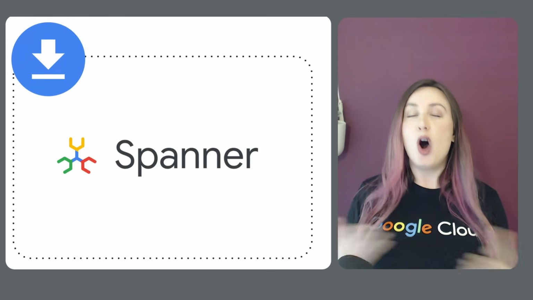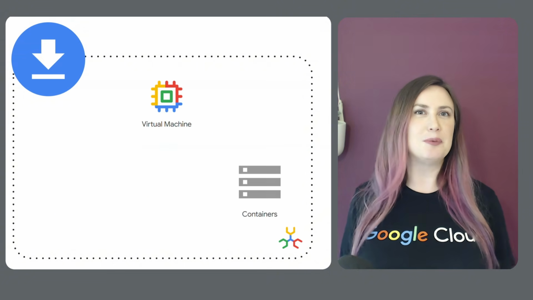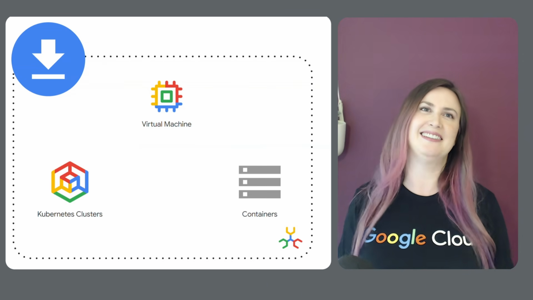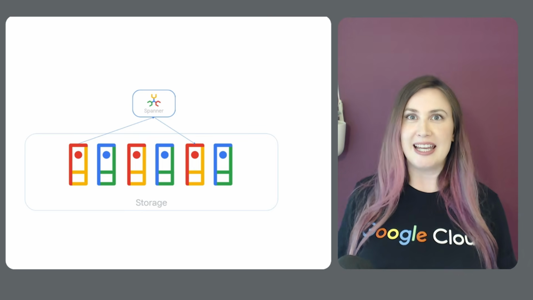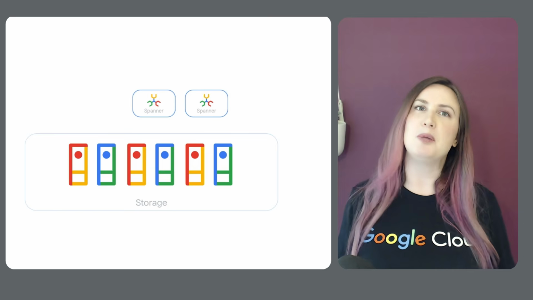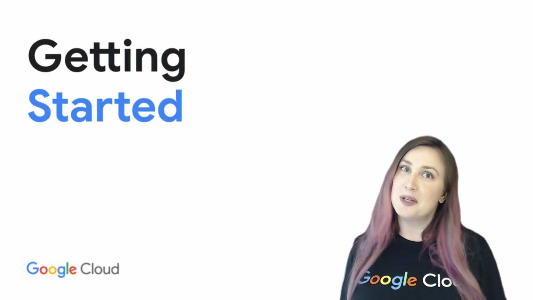Now you can have all that multi-model goodness in your virtual machines, containers, or Kubernetes clusters with the same scalability of a managed Spanner instance. You get automated sharding and the same read and write horizontal scalability while you scale compute and storage independently according to your needs. So, how do you get started?